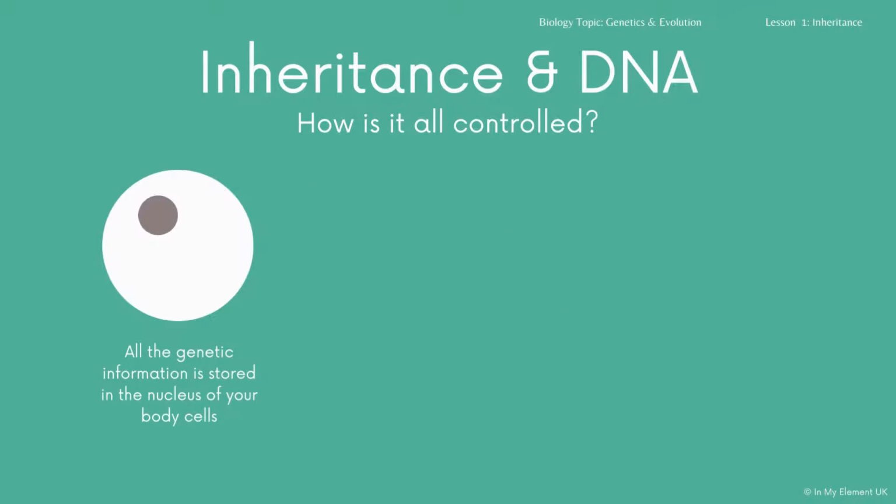Now, what you need to know is where we find all of this. So if we take this as a simple cell, and this is the nucleus of the cell, all the genetic information is stored here in the nucleus of your body cells. So that's a complete set.